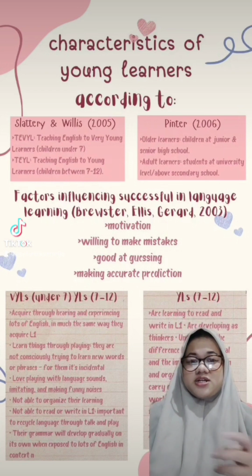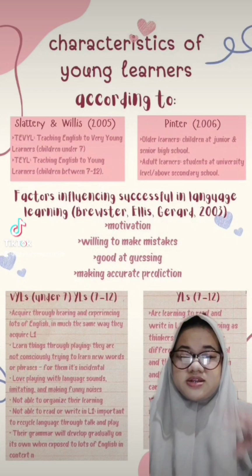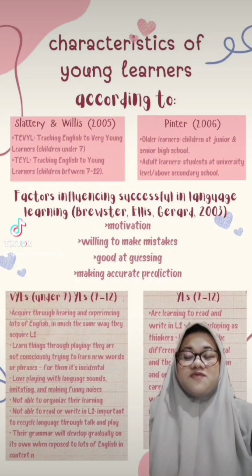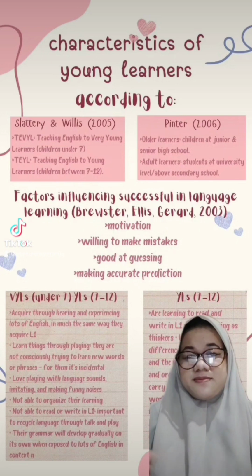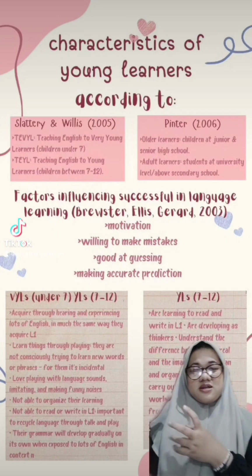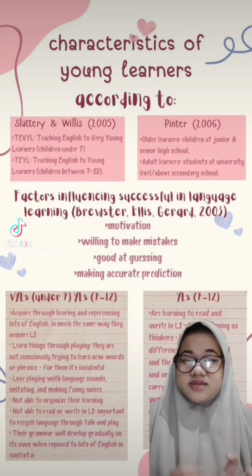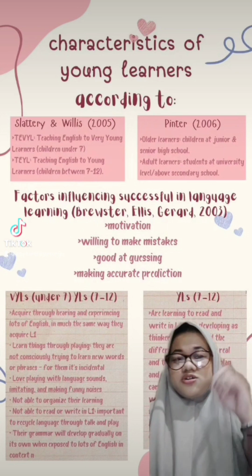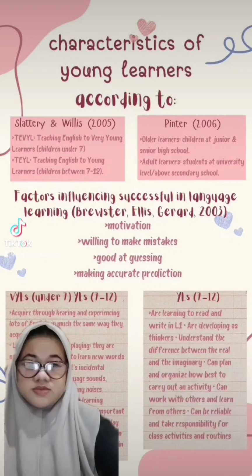It's for children under 7 years old. The second is TEYL, also known as teaching English to young learners. This method is for children between 7 and 12 years old.